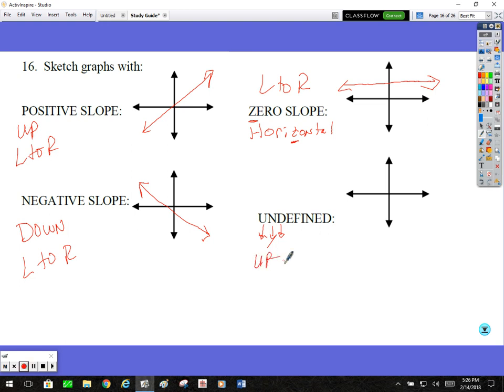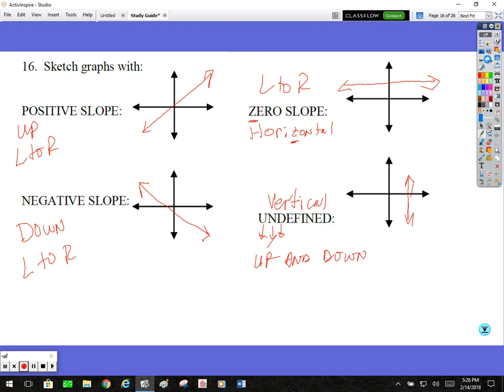Up and down. So my line here for an undefined line would go up and down. So this has to be a vertical line somewhere. So this one's horizontal. This one is vertical. So it's going to go up and down. Okay, up and down. So remember about that.